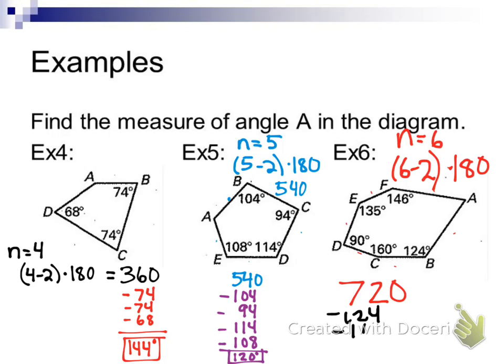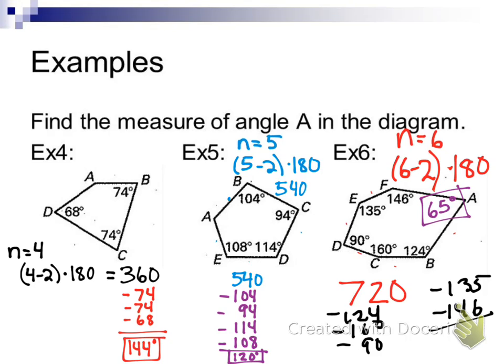Whoops. 160, 90, 135. I am out of space. 146. You're going to subtract them all. And yes, you should get that. Angle A has to be 65 degrees in order for this to work. Sorry, I ran out of working space.